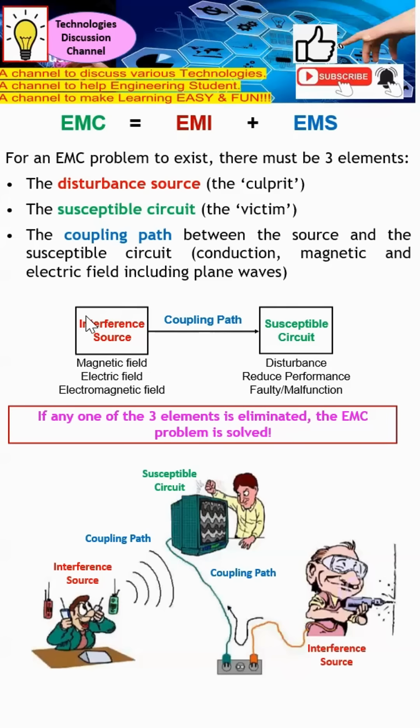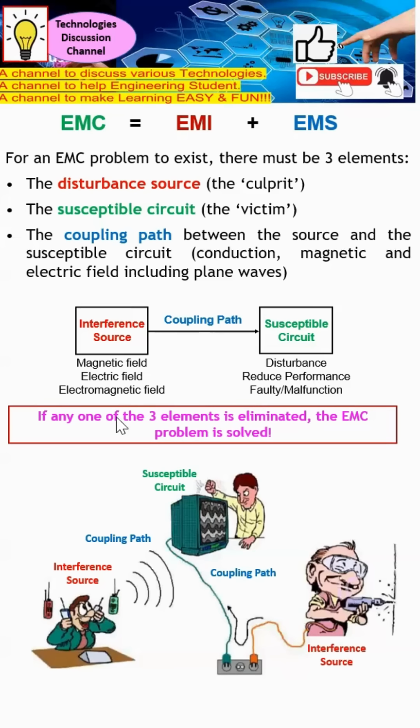From the noise source, it can be either the magnetic field, the electric field, or a combination of electric and magnetic fields. As for the victim, when they receive the noise, they may have some form of disturbance or reduced performance, and worse still, this can cause the whole device to be faulty or even malfunction.